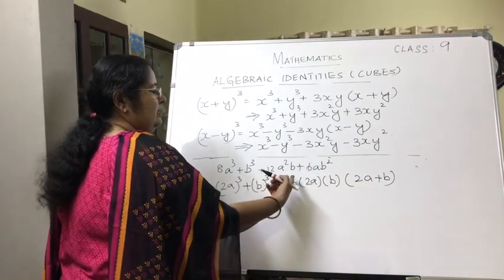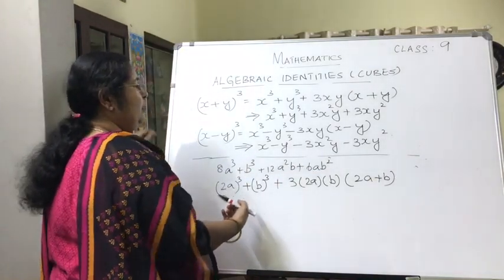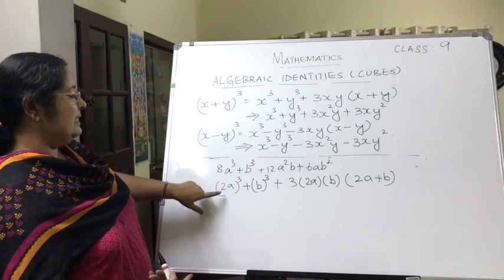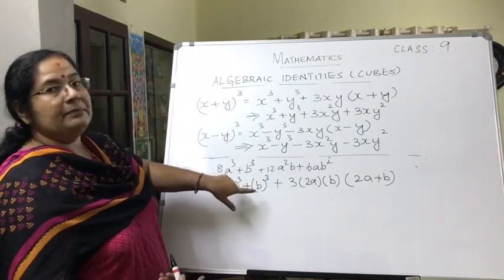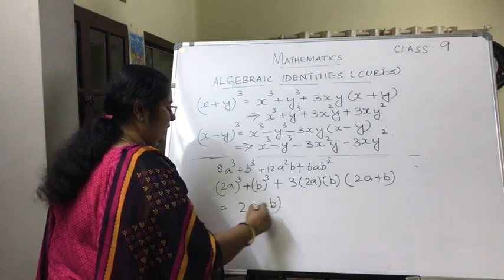Now, when you are expanding, you will get this. So, this will correspond to which one? x plus y the whole cube, where x is 2a and y is b. So, this can be written as 2a plus b the whole cube.